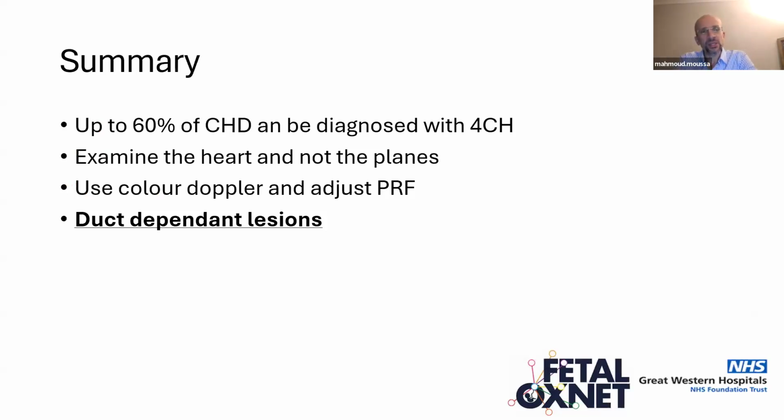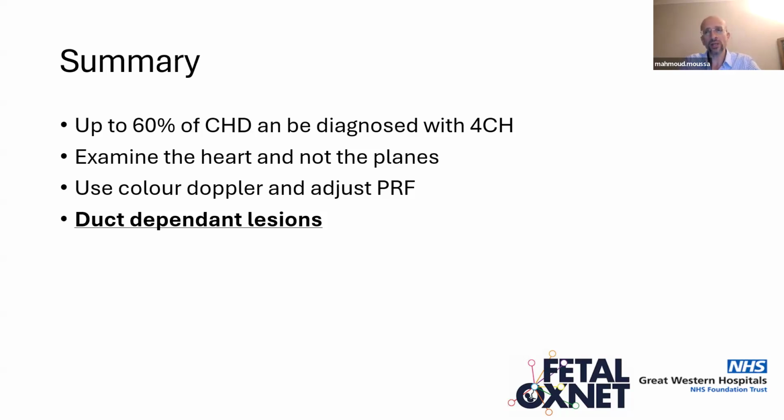In summary, 60% of congenital heart disease you can check by 4-chamber view, but we include the 3-vessel trachea because it significantly improves your detection rate. Examine the heart, always examine the heart. Do not just examine planes. Use clips and cine loops as well. Do not only use images. Try to see in slow motion. Remember, the fetal heart rate is going very quickly, so always stop and reassess more than once. Use the color Doppler and adjust your PRF all the time.